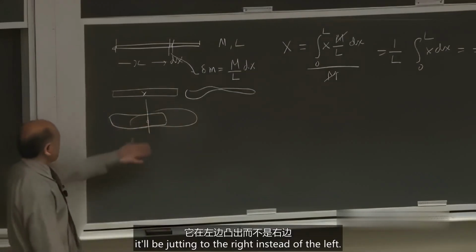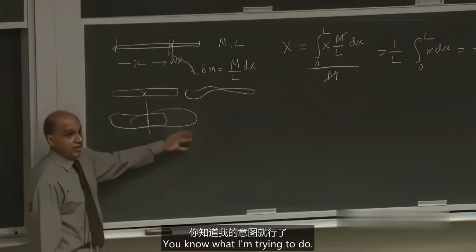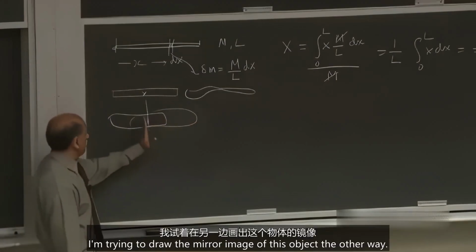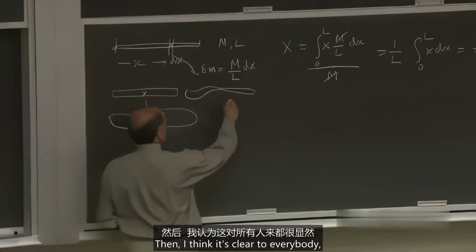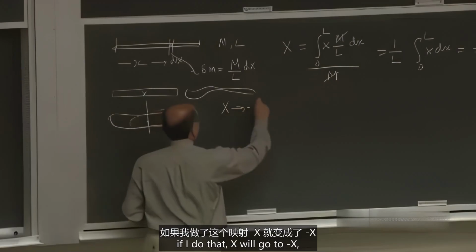It will be jutting to the right instead of to the left. So don't go by my diagrams. You know what I'm trying to do. I'm trying to draw the mirror image of this object the other way. Then I think it's clear to everybody, if I do that, x will go to minus x.